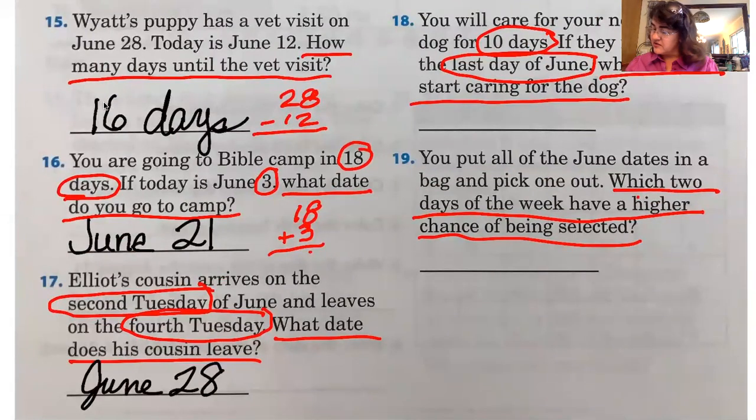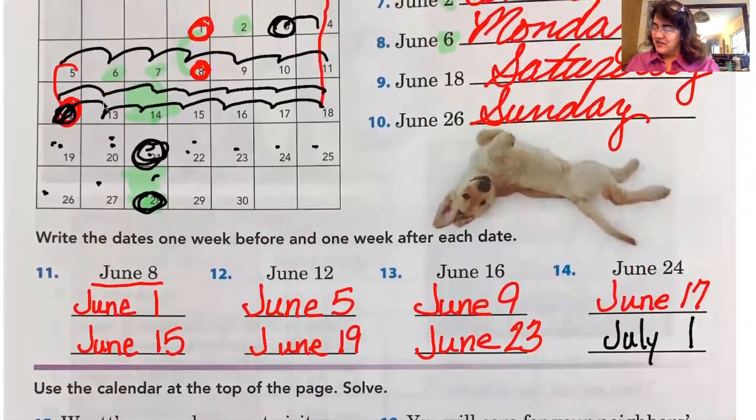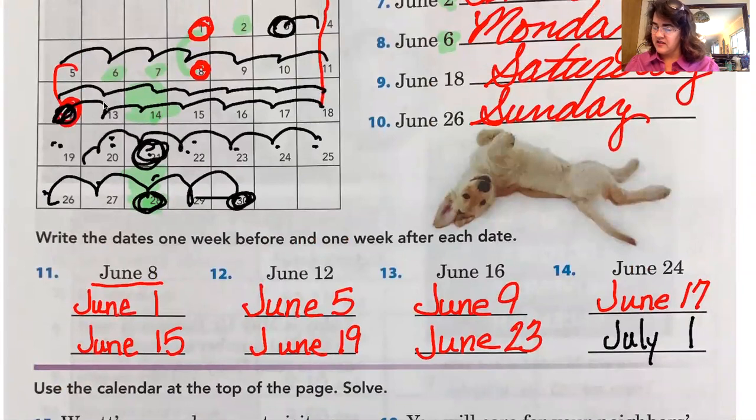Okay, second graders. You will care for your neighbor's dog for 10 days. If they return on the last day of June, when do you start caring for the dog? Watch this, because now we're counting back. They are returning on the last day, right? We're caring for the dog for 10 days. We never count the day we're on. So, starting here, we're going to go 1, 2, 3, 4, 5, 6, 7, 8, 9, 10. Here's where we are. What's the answer? June 20th.